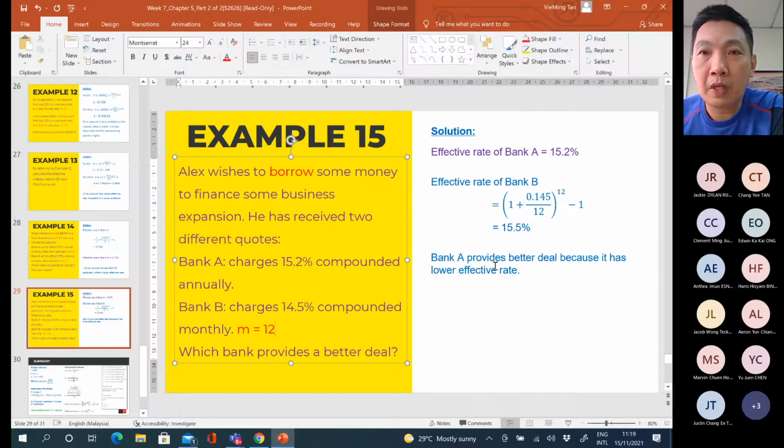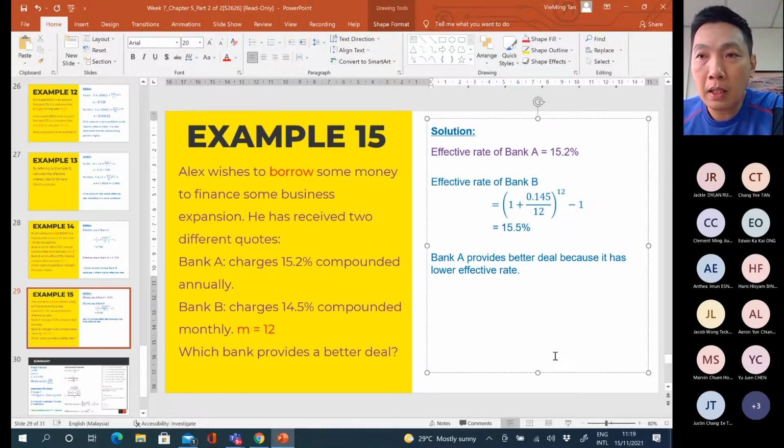15.5%. But now Alex is a borrower, so the lower the interest rate, the better for Alex, because the lower the interest rate, the lower the cost of borrowing for Alex. So in this case, we should advise Alex to choose Bank A, because Bank A offers a lower effective rate.